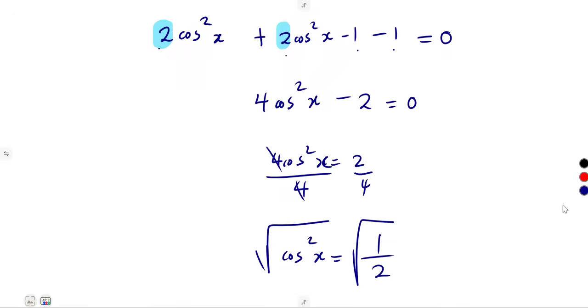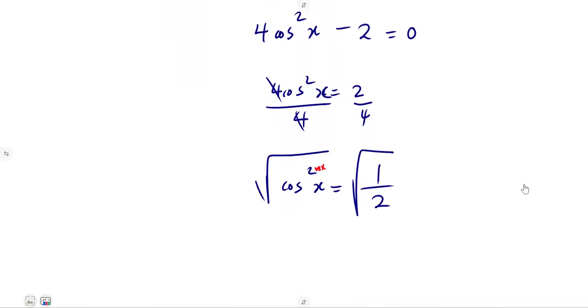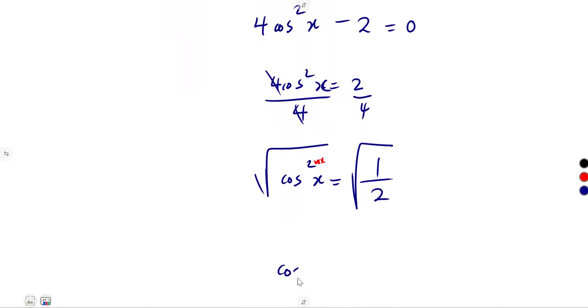Introducing the square root so that we get rid of the square that you're given there. The square root of cos squared x gives us cos x, which is equal to plus or minus the square root of 1, which is 1, over the square root of 2, which is the square root of 2. You cannot determine that one, so you can even just leave it like that, plus or minus 1 over square root of 2. Guys, cos x has two possible values there.